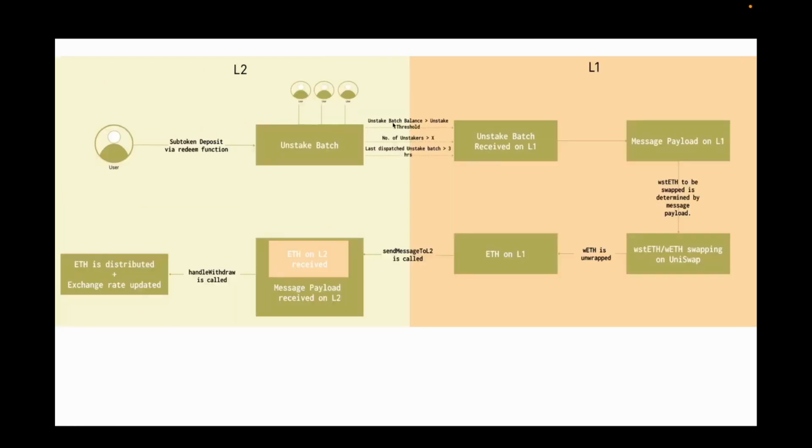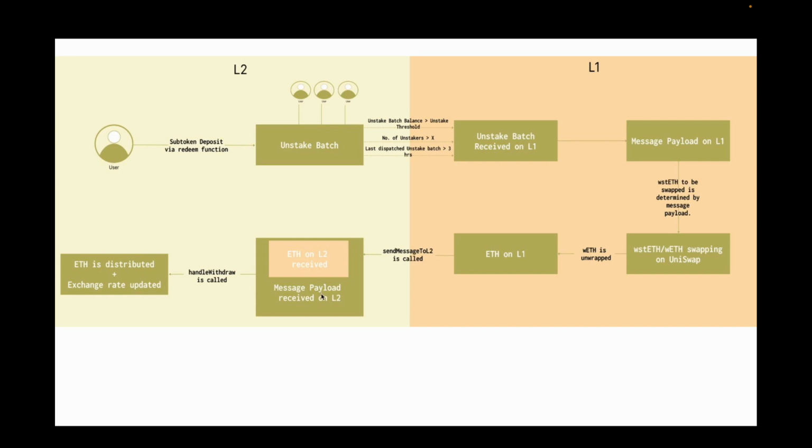Now we'll see how the unstake batch flow works. There will be some people who will be depositing the sub token which they initially received, through the redeem function, and when the similar three conditions are met, the unstake batch will be sent to the L1 blockchain. After reaching the L1 blockchain, it will deliver a message payload, and depending upon this payload, we'll decide the wstETH that needs to be swapped on Uniswap. So wstETH will be swapped to wrapped ETH using Uniswap, and this wrapped ETH will be unwrapped to ETH. This Ethereum on the L1 blockchain will be sent to the L2 blockchain, Scroll.